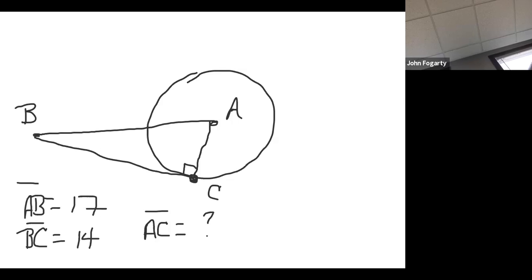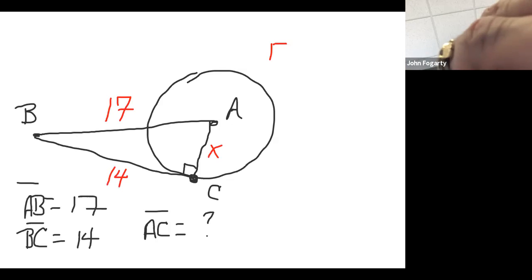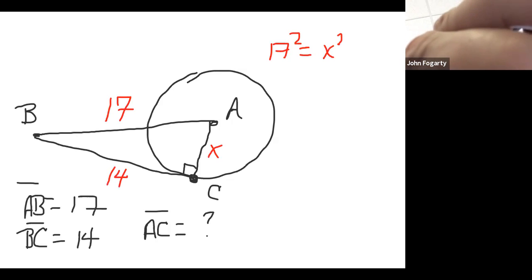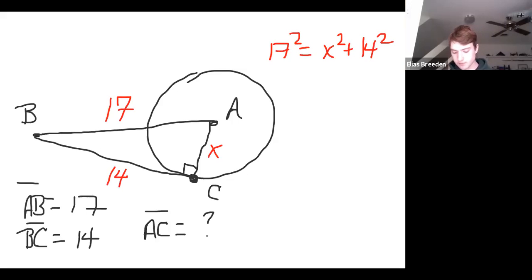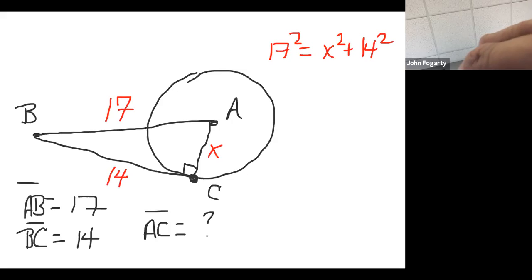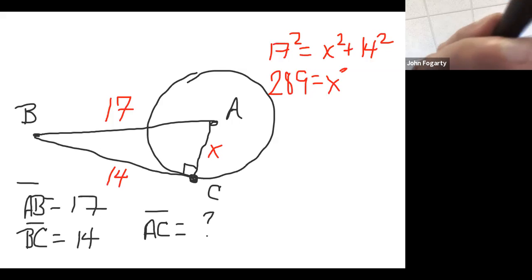First thing you would do is label your problem correctly. And then all you'd have to do is make sure you made what side the hypotenuse? AB, right? Do you guys all agree with that? Is that what you would have done? What's 17 squared? What's 14 squared? 196.